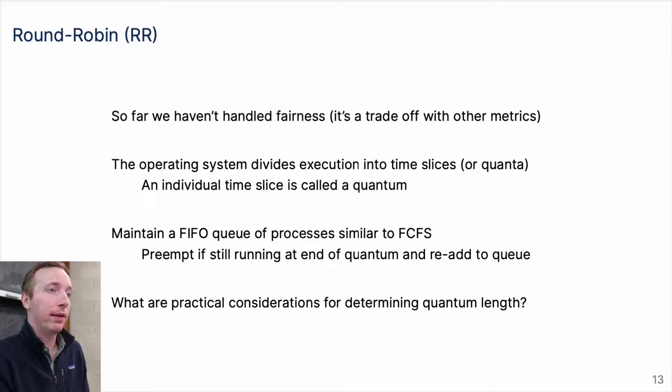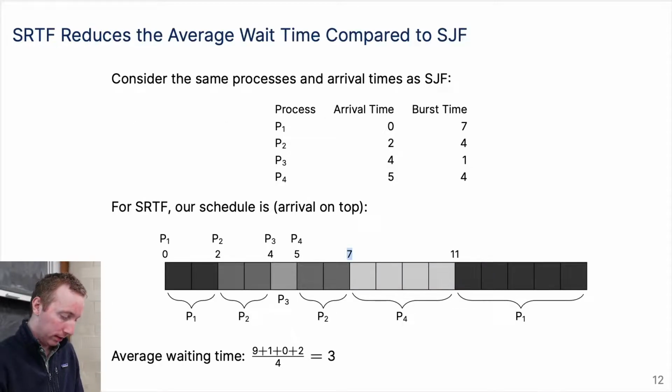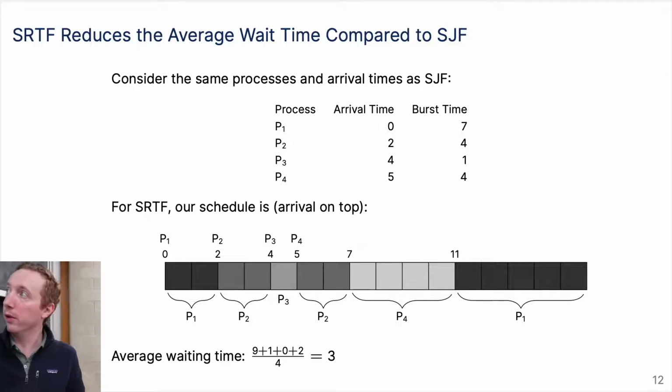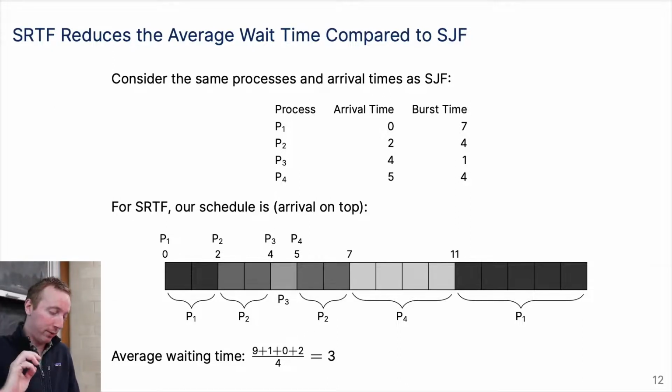Why did P4 wait for 2 CPU cycles but P3 didn't? So the question was, why does P4 wait for 2? Because P4's arrival time is 5, but it runs at 7. Yeah, so it waited for 2, right? But why is P3 immediately run when it arrived?